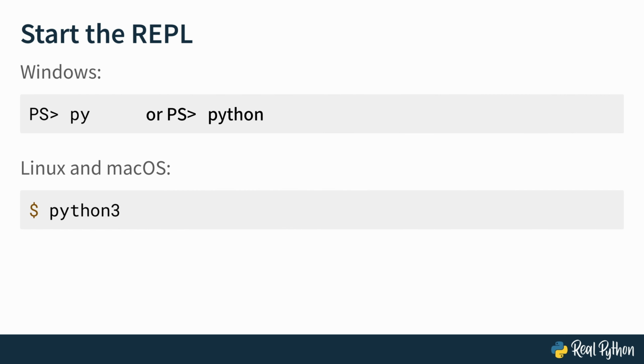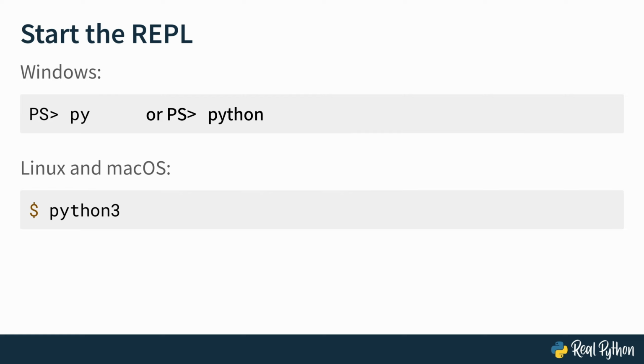So how do you get to this REPL? On Windows, you can open your command prompt or PowerShell application and type the py or python command to launch the Python REPL. On Linux or macOS, open your terminal application and type python3 to launch it from the command line. Depending on your configuration, it can also work to type python instead of python3. And once you hit enter, you're in the REPL. And in the REPL, everything works exactly the same, no matter which operating system you're using.